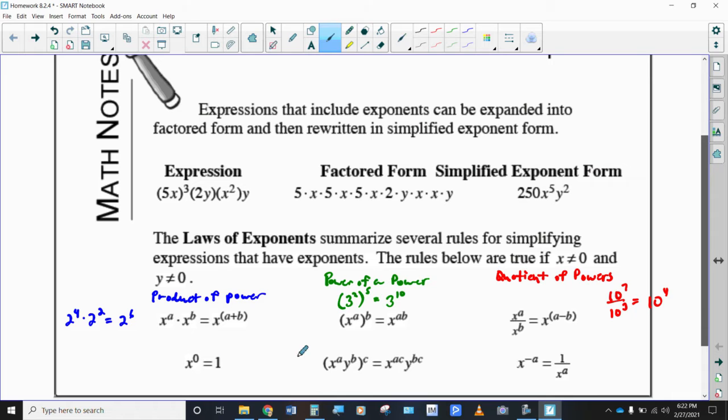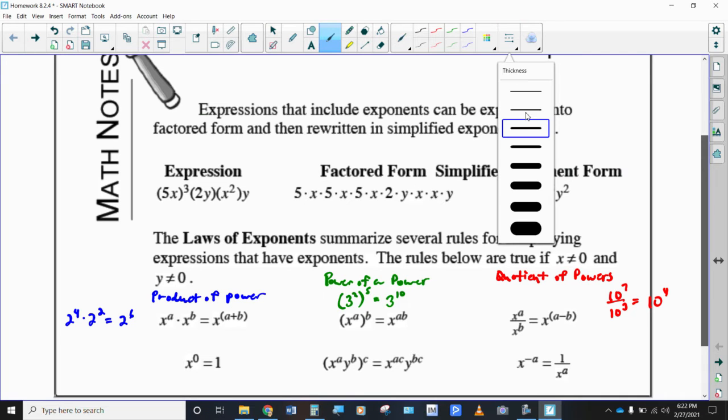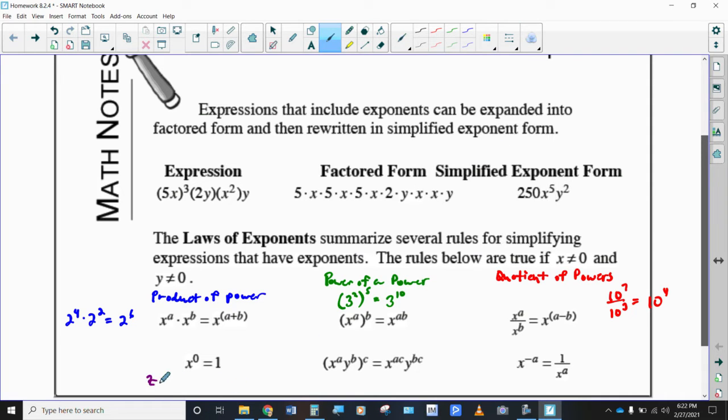This, as you are probably aware, is the, what color should I choose here? How about that one right there? That's a nice color. This is called the zero exponent property, which tells us that anything to the zero power is always going to be equal to 1, no matter how ridiculous the base is. If the entire base is raised to the zero power, it's always going to be equal to 1.